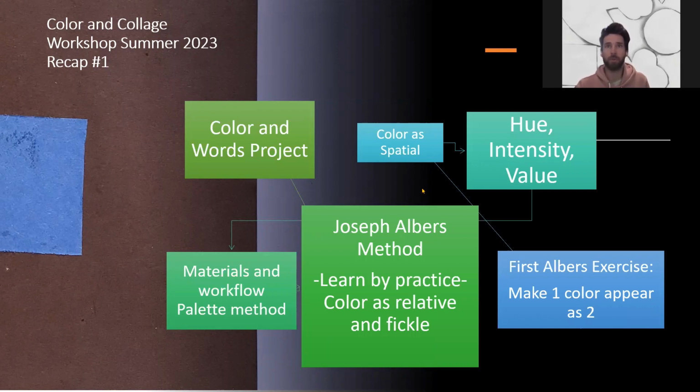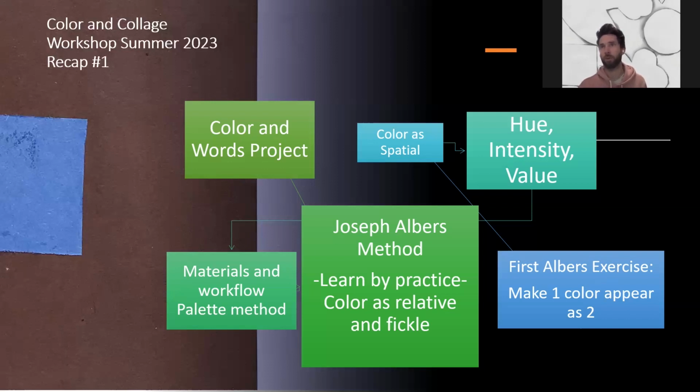So the first thing we went over was basically the Joseph Albers method, and I introduced this book of Joseph Albers and his general tack. And then we did a little color and words project, basically just creating a new relationship between color and words. And then we went over a little materials and workflow method. And then we did the first exercise from the Albers book, making one color appear as two.